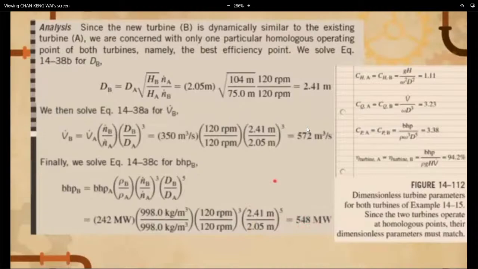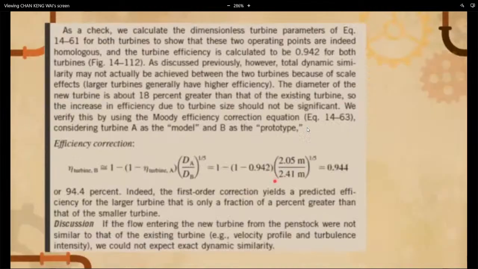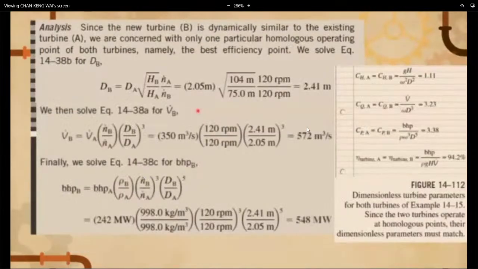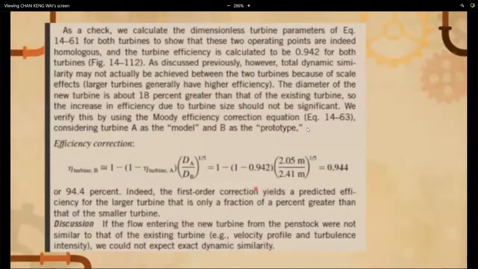Okay, then we will move on to check the efficiency, because usually when you scale up, we will assume they have the same efficiency. Therefore, we need to do some calculations to do the correction to find out the new efficiency. This is the equation from the previous slide. We just put in the existing efficiency, which is 94.2, and the new diameter. Then we can get the efficiency of turbine B.